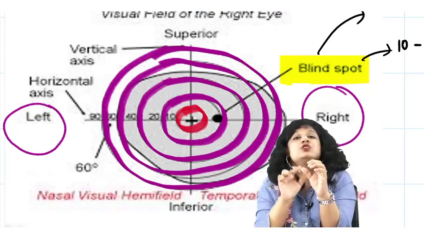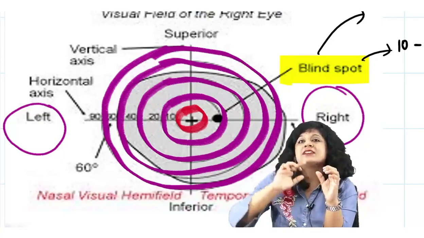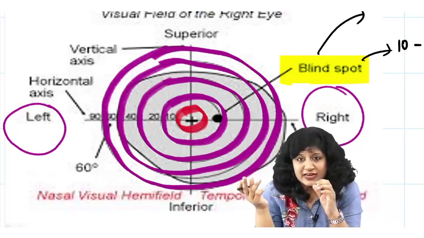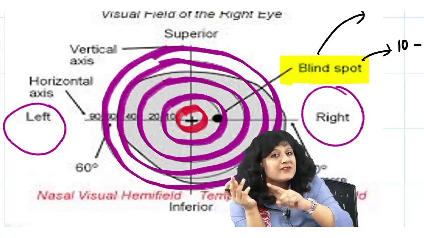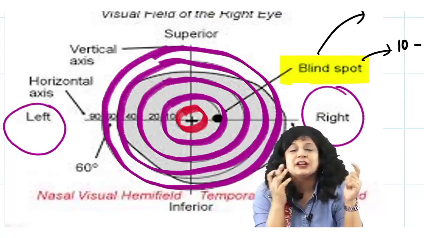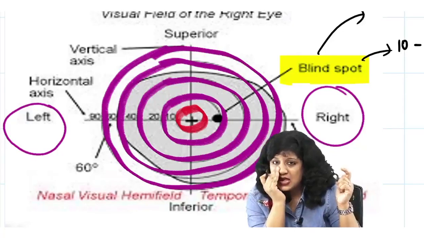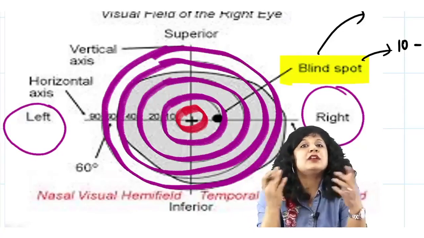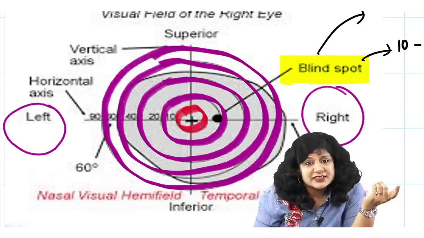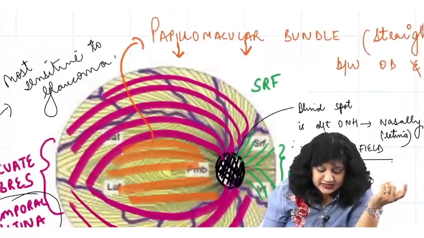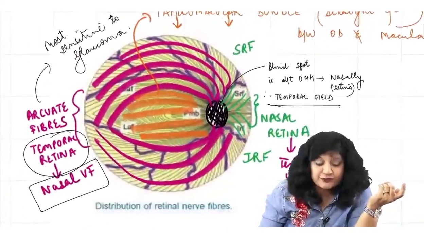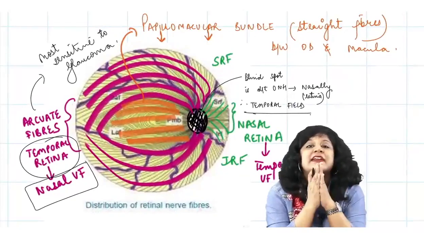Now if you see in the center also, what is the last area to go? The last area to go is the temporal visual field, because this temporal visual field is actually marked by my nasal retina, and nasal fibers are not affected first. Then which fibers are affected first? It is actually the temporal fibers which are affected first.